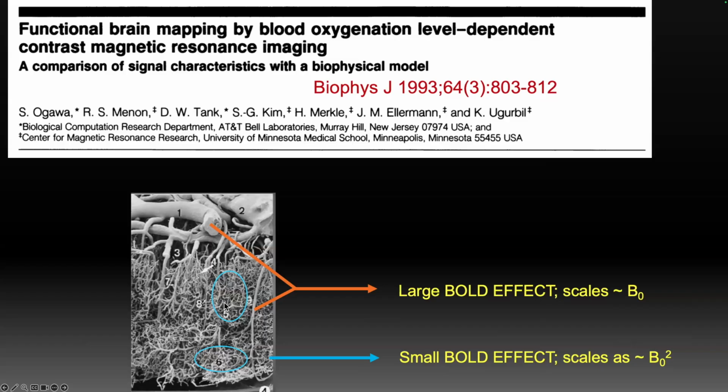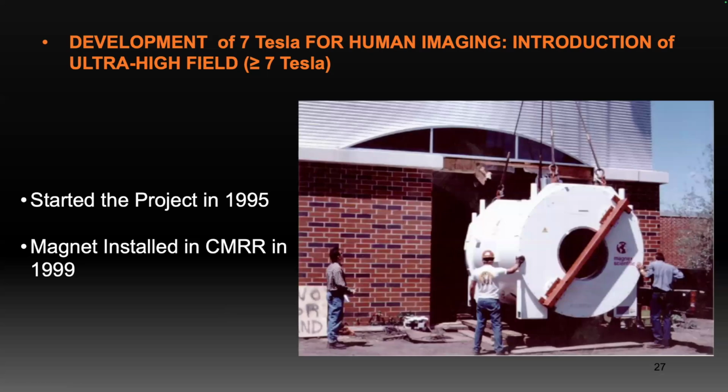This effect is much, much weaker because diffusion averaging comes into play. However, that weak effect scales quadratically with the magnetic field according to our modeling. This modeling has been done by many people subsequently, and the results are more or less consistent with each other, saying that, okay, there is a linear increase here and supralinear increases for the microvasculature. Because of that, we decided to push for high magnetic fields.